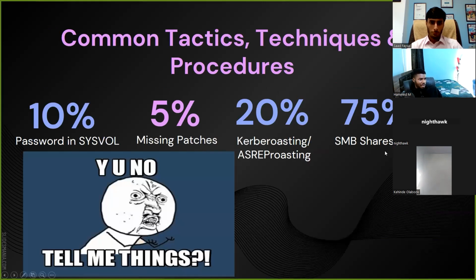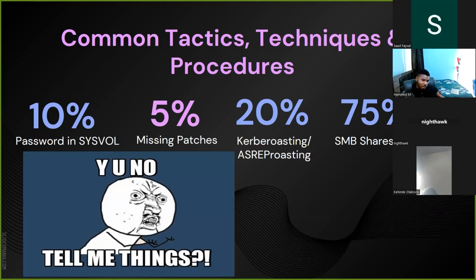Common tactics, techniques, and procedures. This is from the research I did and from my own experience. These are the statistics I'll put on how lateral movement and post-exploitation enumeration happens most times. 10% of the time, you find passwords in SYSVOL. SYSVOL is the system volume. Most servers have this folder open by default. So if you're on the AD, one of the first things you want to do is check for SYSVOL, because they store group policies in them. And these group policies usually contain passwords and connection strings and different things, right? So that's one of the things that you need to check for.